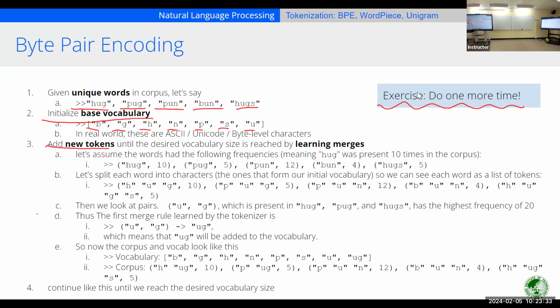And then the next step is to add new tokens until the desired vocabulary size is reached by learning how to merge. So this is given. I count in the corpus: this word happens 10 times, this word happens 5 times, this word 12 times, this word 4 times, this word 5 times, okay? So this is nothing difficult. You just count.